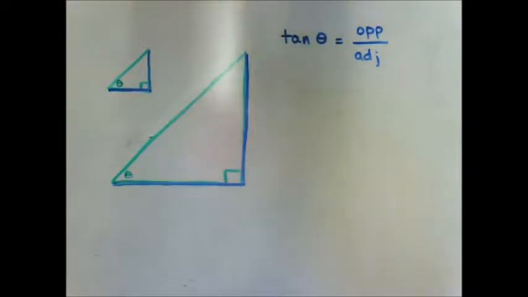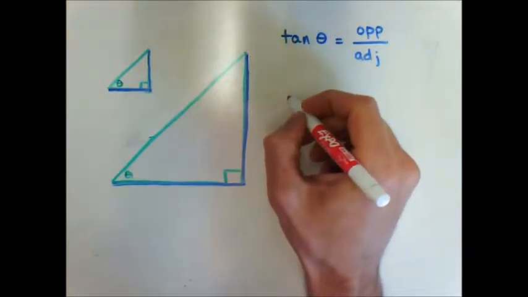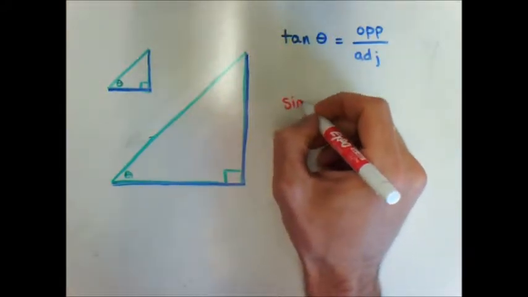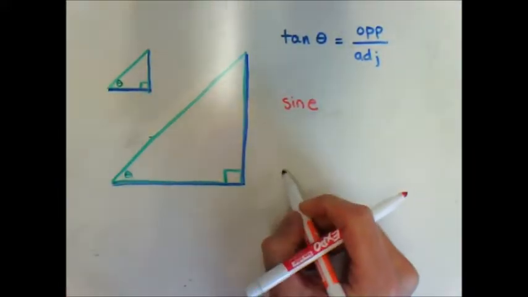Today we're going to be learning about two other trigonometric ratios that can be explored and discovered just by using these same two triangles. We haven't used the hypotenuse yet in either of these triangles. It turns out that there are two other main trigonometric ratios. One is called sine, and the other is called cosine.